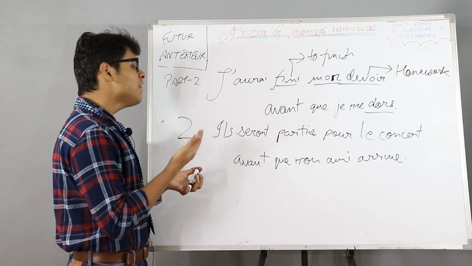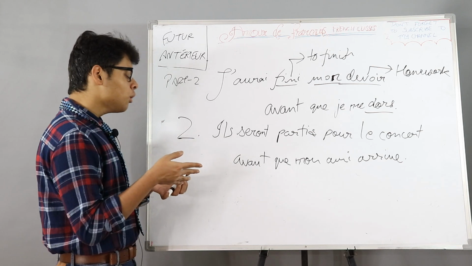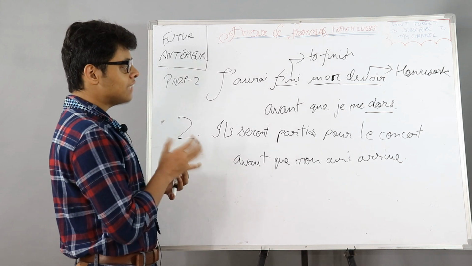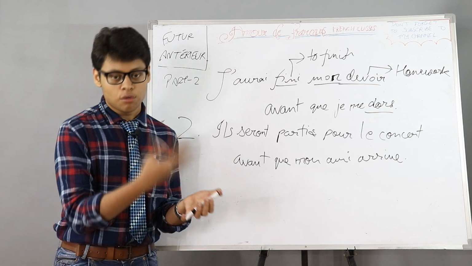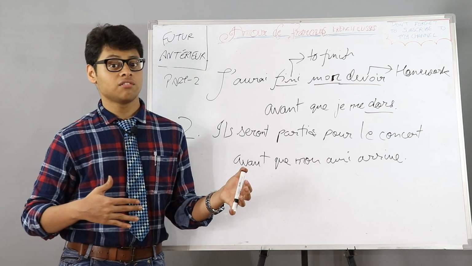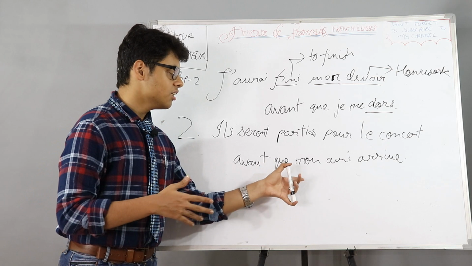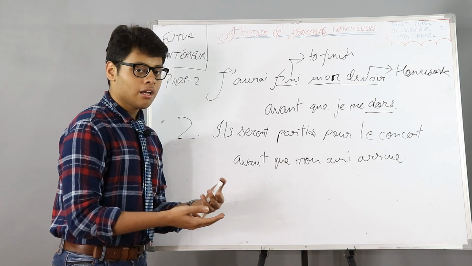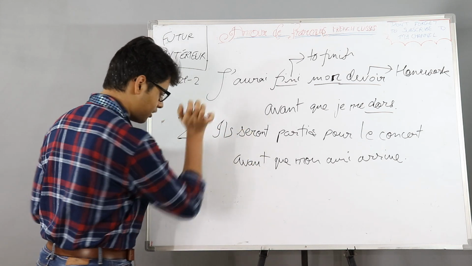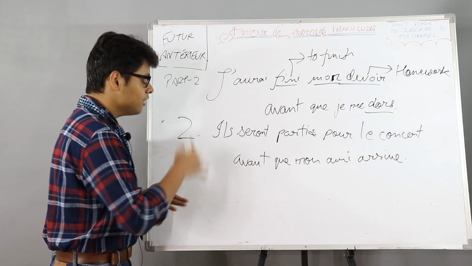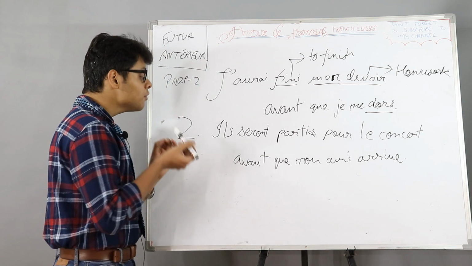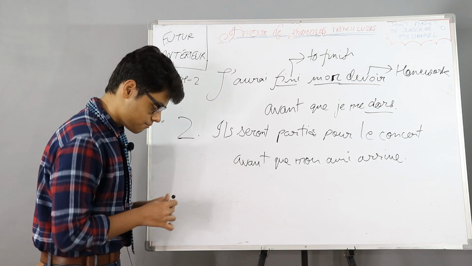They would have left for the concert before my friend arrived. Now, they would have left for the concert, this action will be taking place in future. Of course, both will take place in future, before my friend arrives, like before this action. So the one which is taking place before is done with futur antérieur, like il sera parti. They would have left for the concert before my friend arrives.